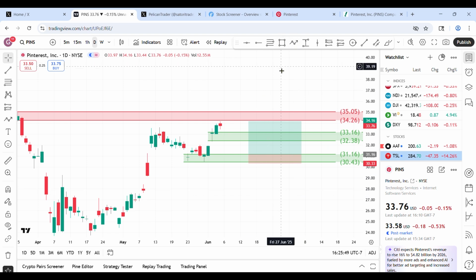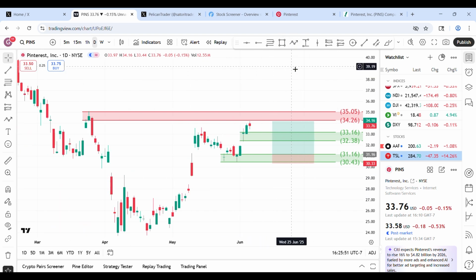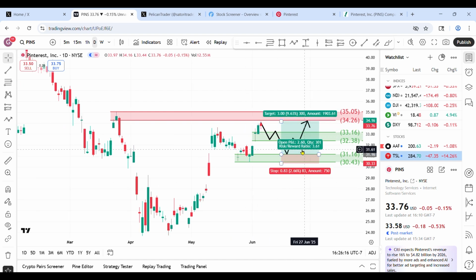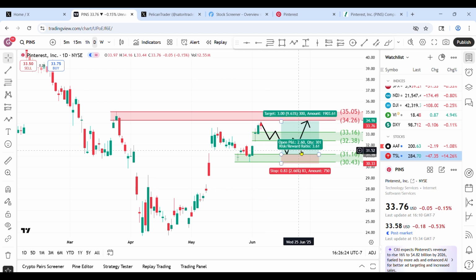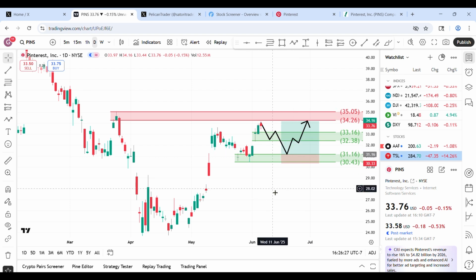Now, ideally, the trade would play out something like this. Ideally, we would get a pullback to our support level in the 31.16 price range, then bounce off that level and work its way higher before retesting the longer-term resistance level. Okay? Once again, that trade, if it were to play out like that, we would have a 3.6 to 1 reward to risk ratio. So let's wrap up today's session, folks.